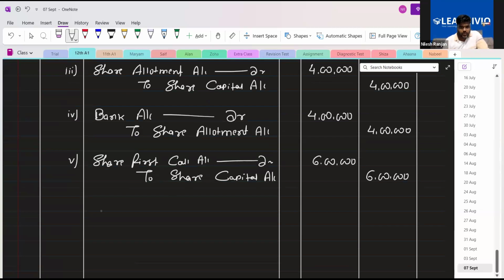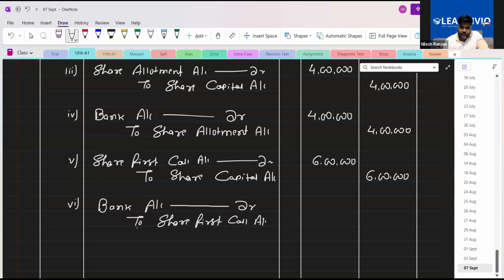But on this call, while receiving the money, I'm not opening a calls in arrear account. So bank account debit to share first call and two calls in advance, because now along with the first call we have also received calls in advance.